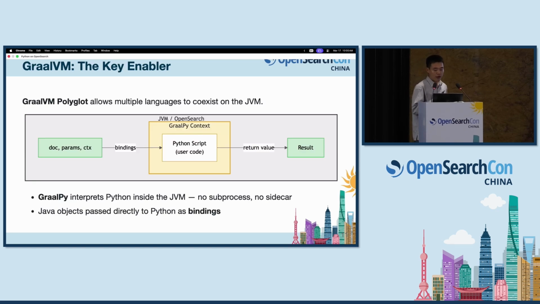And so, GraalVM is what makes this possible. Its polyglot API lets you run multiple languages inside the same JVM. As you can see from the diagram, the GraalPy context lives directly inside the JVM, right alongside OpenSearch. The document fields, query parameters, and execution context are directly passed to the GraalPy context as bindings. Then the Python script is evaluated inside the GraalVM context. The results are returned back out in the same way. Because GraalPy is GraalVM's Python implementation, the full language and the standard libraries are supported.